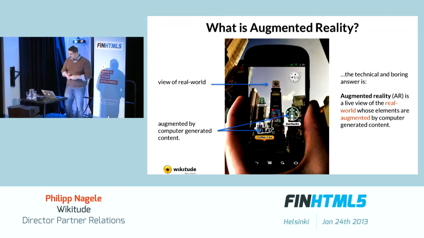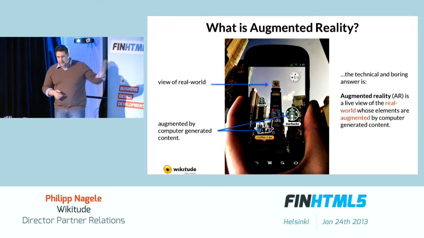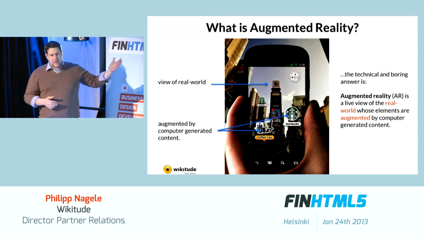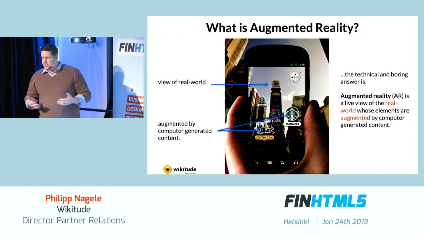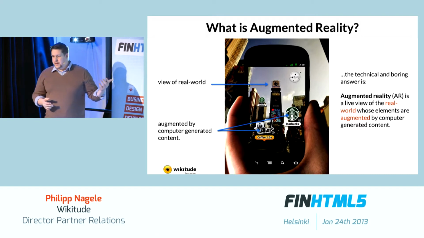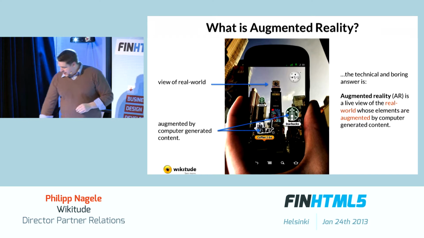AR itself, the technical boring definition is, it's the live view of the real world whose elements are augmented by computer-generated content. So like in this example, I think I don't need to explain the live image of the real world. But the camera image is capturing what's around me, the live view of the reality, and we are augmenting that by computer-generated information. So the definition is very generic.